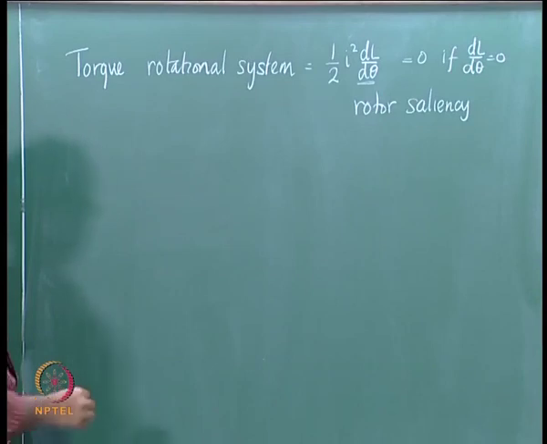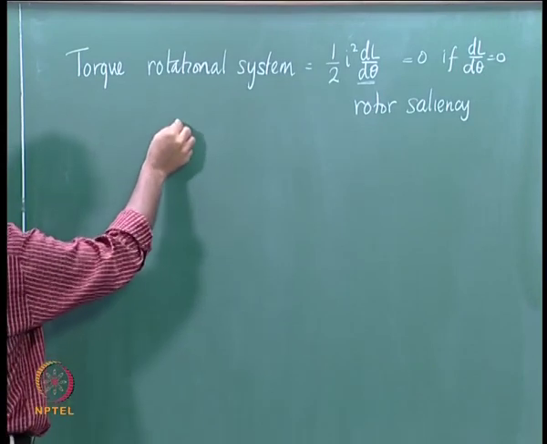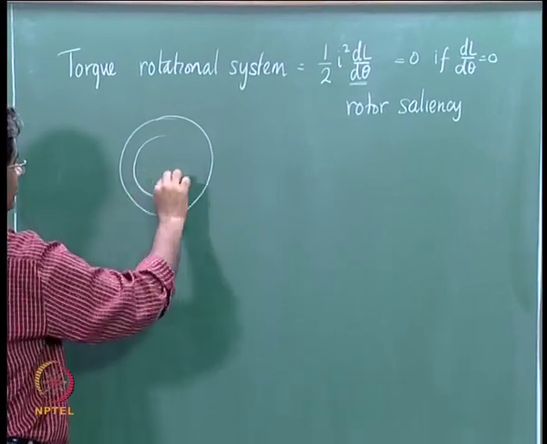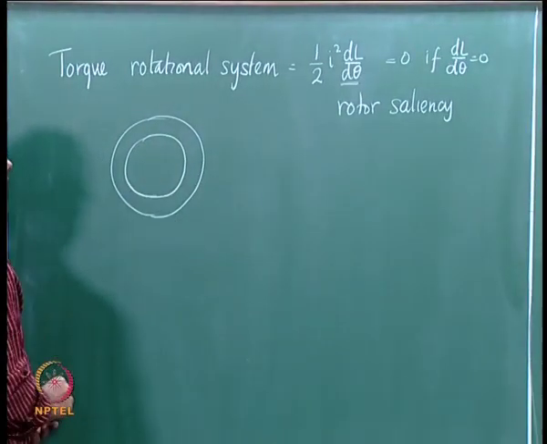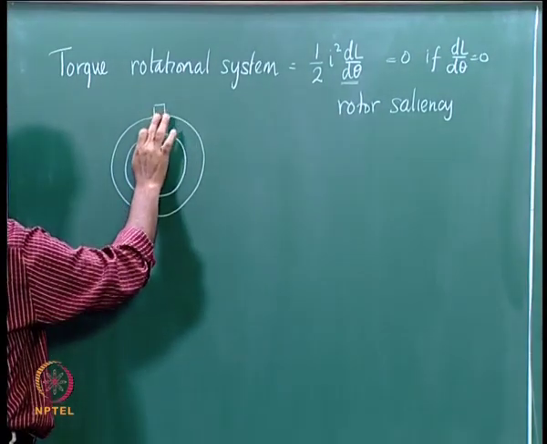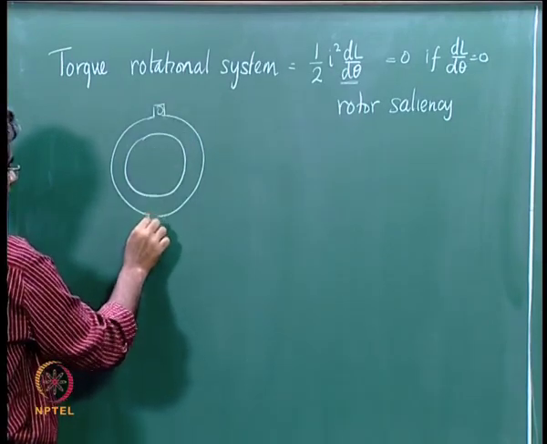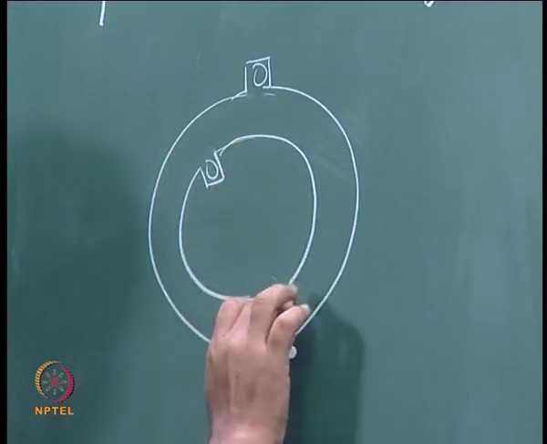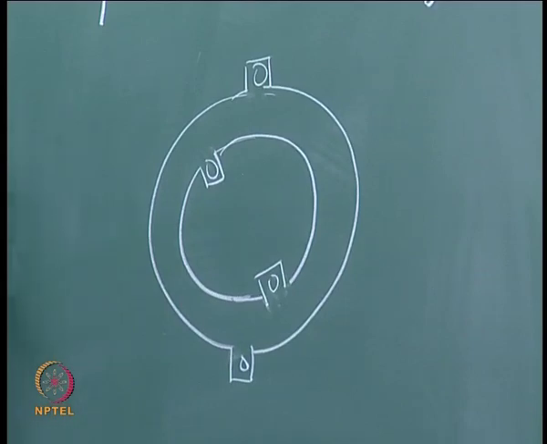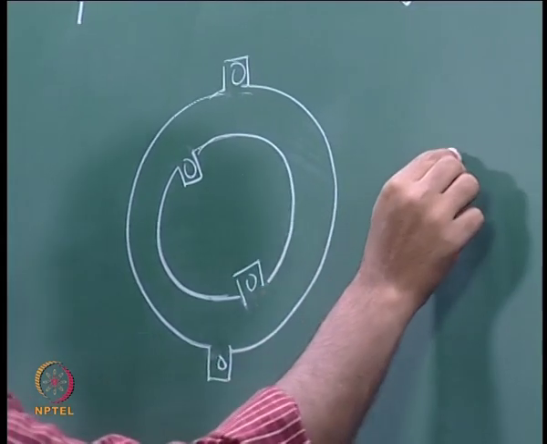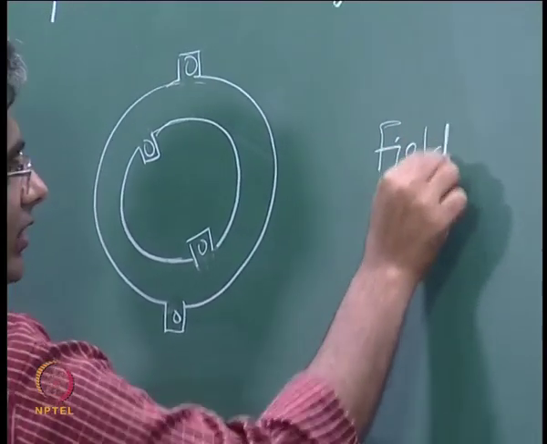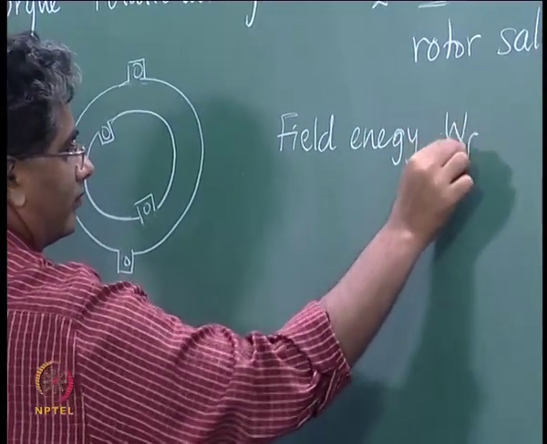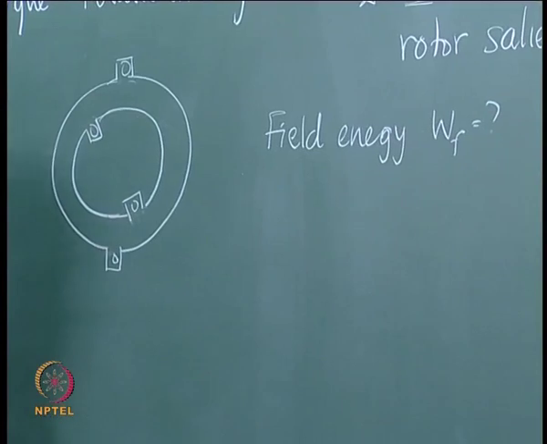We started looking at a system where the stator is cylindrical and the rotor is also cylindrical. The stator has one coil that is placed there, and the rotor also has one coil that is placed there, and we wanted an expression for the field energy of this system, Wf. This is where we stopped in the last lecture.